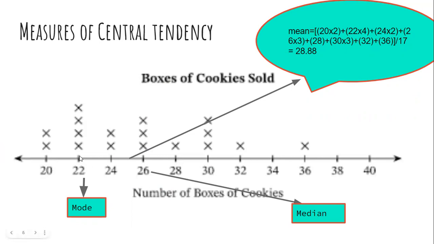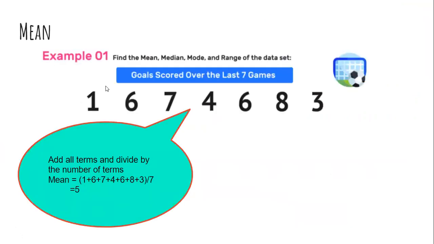Now the mode is easy to see because it's a frequency. Which one has the highest peak? Which one appears the most? It's the number 22. Now going to another example. In this example, we will not be finding the range. Please ignore that. But we will be calculating the mean, the median, and the mode of this data set.